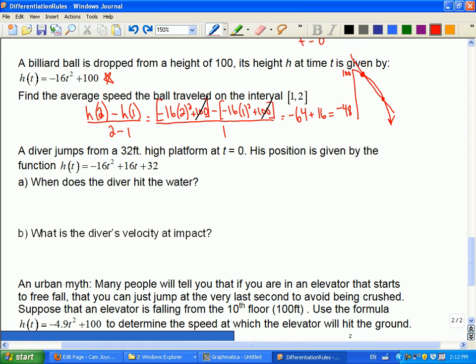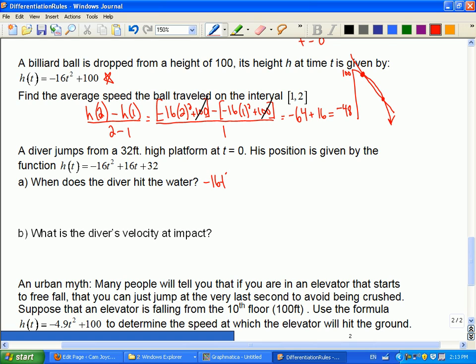So we can actually figure out how fast you're going, assuming there's no wind resistance, right, when you hit the water. Because I don't want to know the average speed you went. I want to know how fast are you going the second you hit the water. So first we need to know when do you hit the water, or I won't be able to tell you at that instant. So how could we solve that?